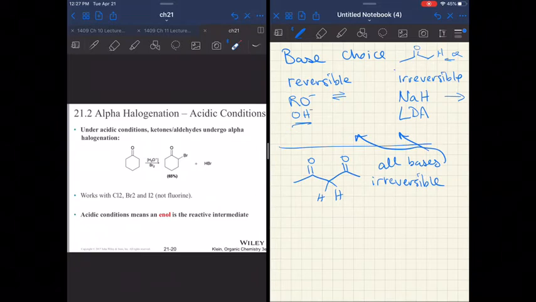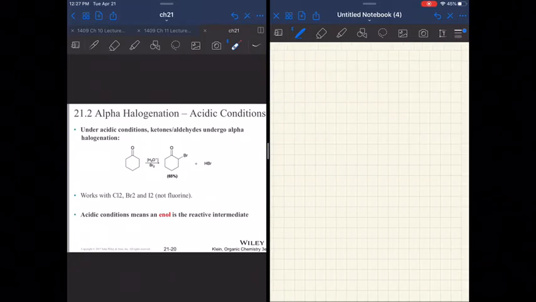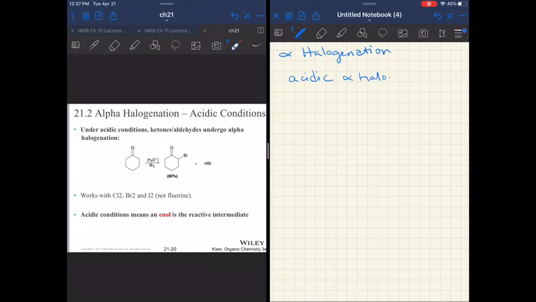Alpha-halogenation. So we're going to finish up this video with our first reaction. Alpha-halogenation. There are going to be 3 different reactions in this section, right? And we're going to start with the simplest in my mind. We're going to start off with acidic alpha-halogenation.